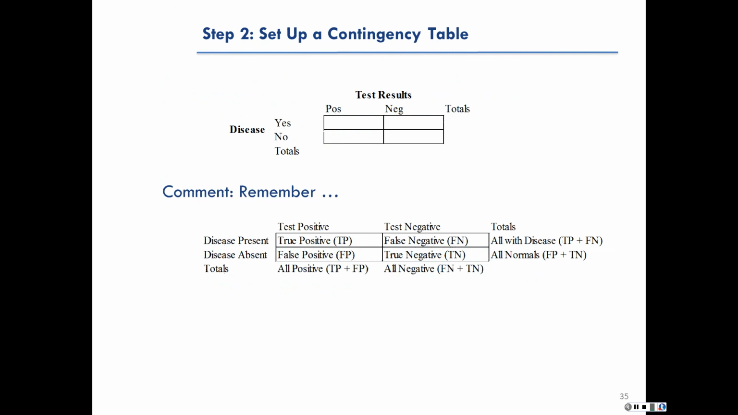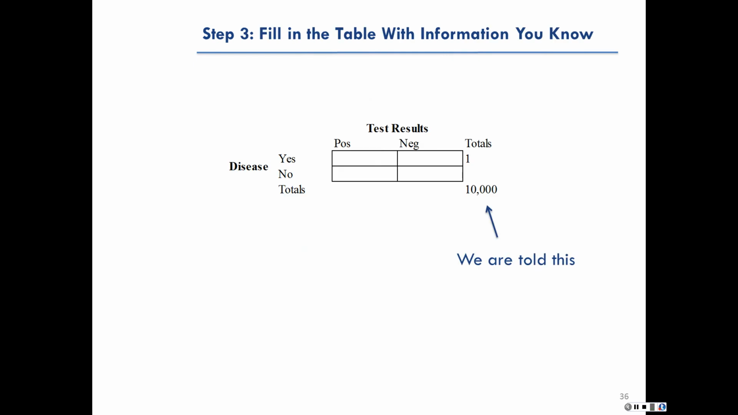Okay, so step two is to set up this contingency table of test results by disease status, the 2x2 table with totals on the margins. And so my comment here is, remember, we discussed in the prior lecture this table where we're comparing the true positives and false positives, false negatives and true negatives. That's essentially what this test is, but now we're going to start filling it in with the information that we have at hand here. So first, fill in the table with information that you know.